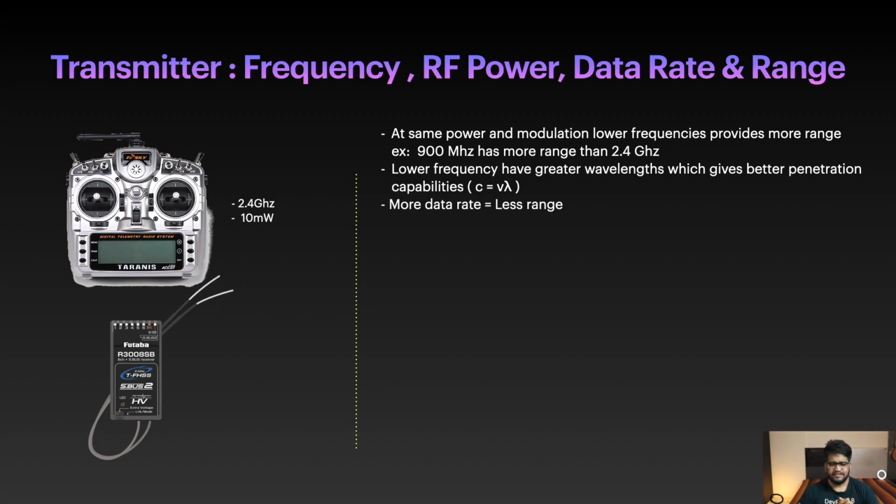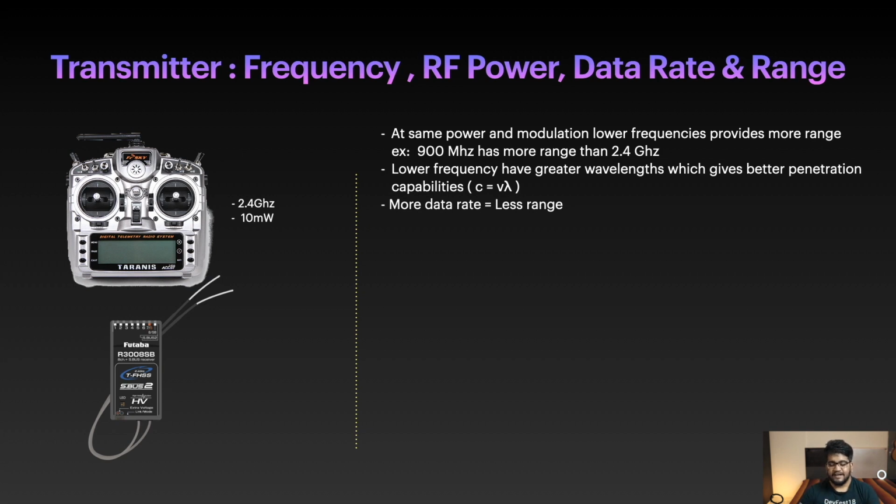So it's a simple formula: c = νλ. c is the speed of light, a constant, that is 3 × 10^8 meters per second. ν is the frequency and λ is the wavelength. So by this formula, frequency is inversely proportional to wavelength. So the more the frequency, the less the wavelength. The less the frequency, the more the wavelength. So obviously a 900 megahertz signal will have a bigger wavelength, and it will give better penetration capability. So it can penetrate better through walls and concrete structures and whatnot compared to higher frequencies.